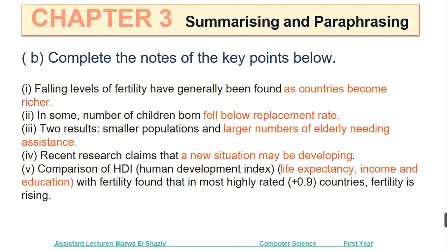C. Comparison of HDI, Human Development Index, life expectancy, income. life expectancy معدل المعيشة أو معدل طول عمر البني آدم يعني. income and education, with fertility found that in most highly rated countries fertility is rising.